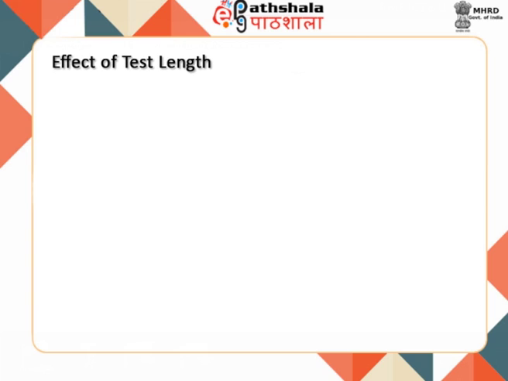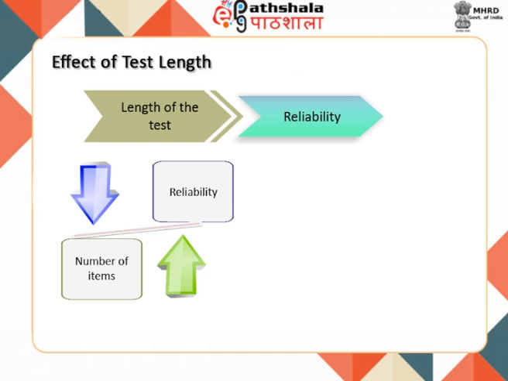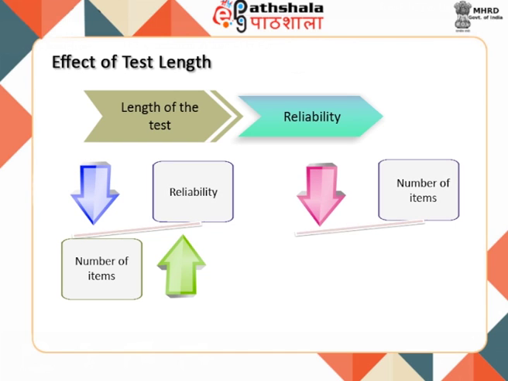Effect of test length. The length of the test has a special significance in determining its reliability. Increasing the number of items increases the reliability, and decreasing the number of items decreases the reliability of a test. The Spearman-Brown formula can be used to estimate how many items one needs to add to a test to increase the reliability to a certain extent.